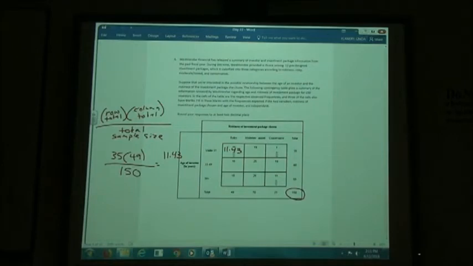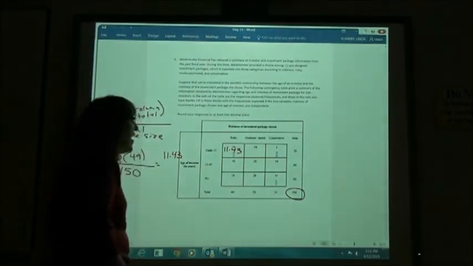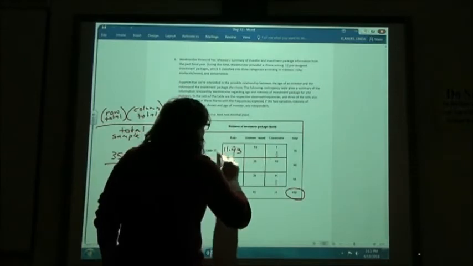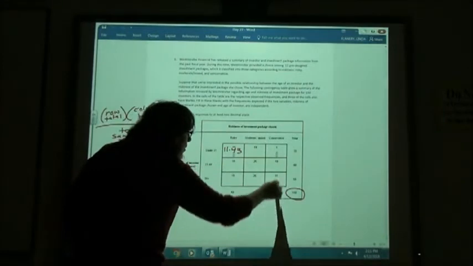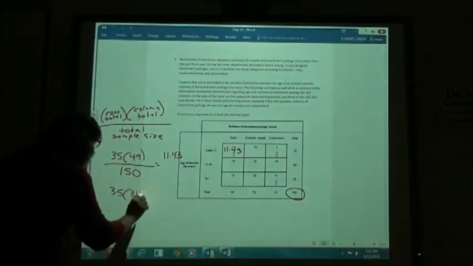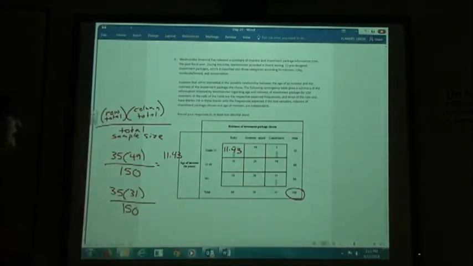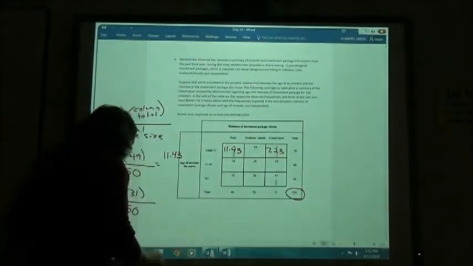11.43. The next one, way over here where we have the one conservative that is under 35. Evidently the under 35s are more risky. So, our row total is 35. Our column total is 31. And sample size, 150. So 35 times 31 divided by 150 gives me 7.23.